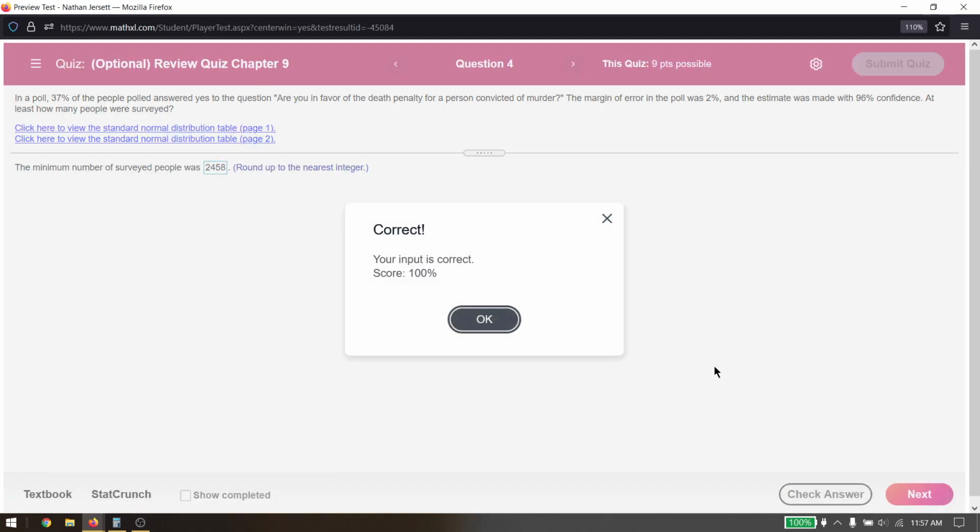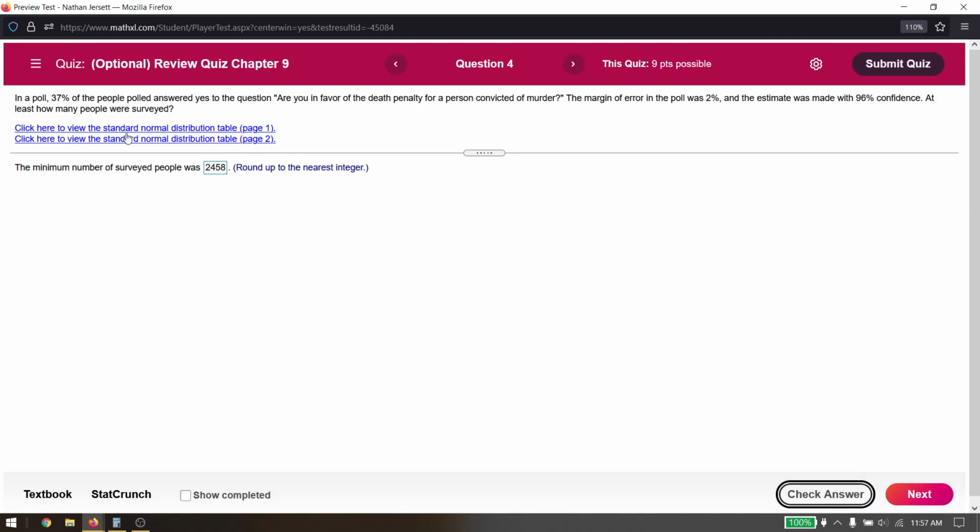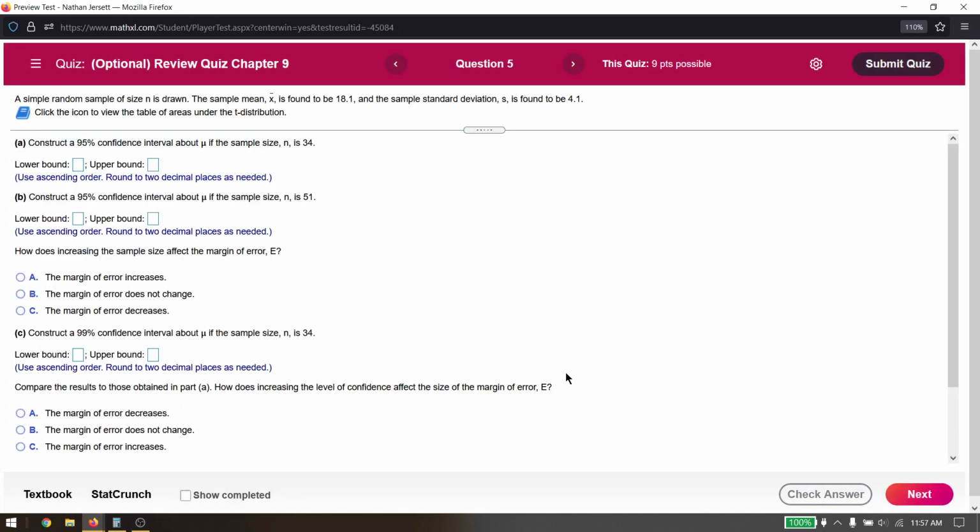Check that. And it's correct. So if you can help it, don't use the tables. You could probably get 2459, it'd probably be fine too, but try and use a calculator whenever possible because it'll be more accurate.